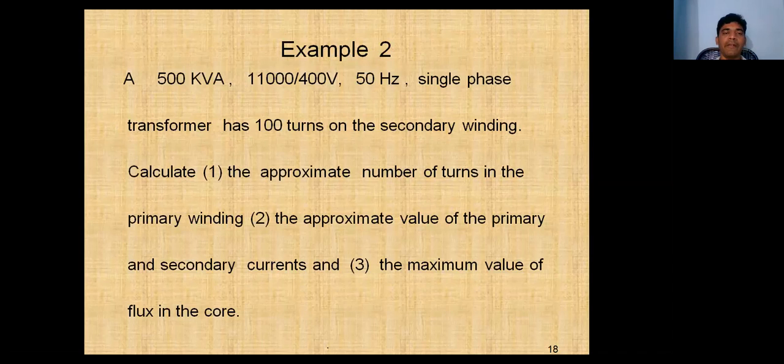A 500 kVA, 11,000 by 400 volts, 50 hertz single phase transformer has 100 turns on the secondary winding. Calculate the approximate number of turns in the primary winding, the approximate value of the primary and secondary currents, and the maximum value of the flux in the core.